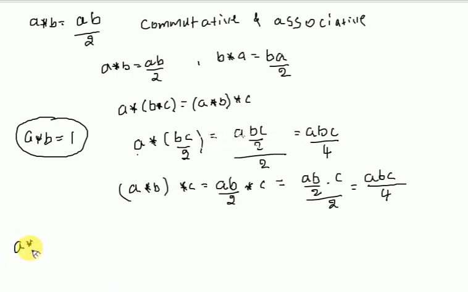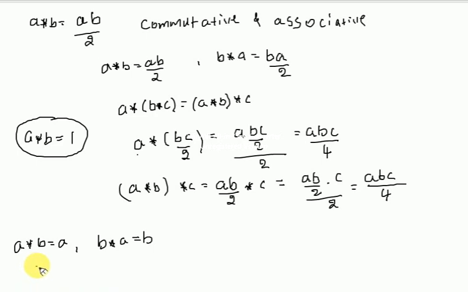Suppose you have a star b is equal to a, then is it commutative? No, because b star a will be equal to b, because this star is defined as getting the first element of that a star b. Here b star a will be b.